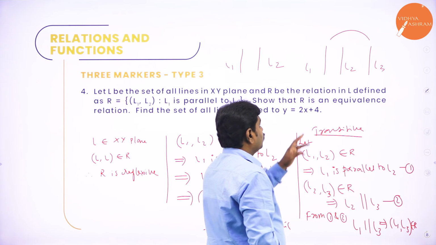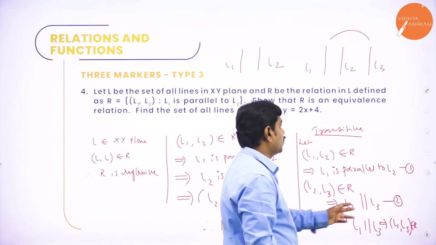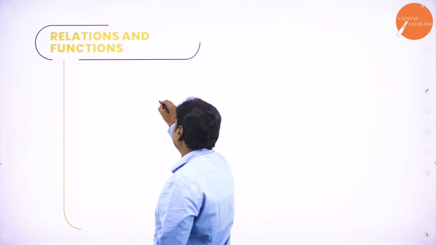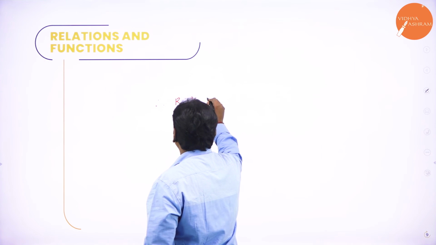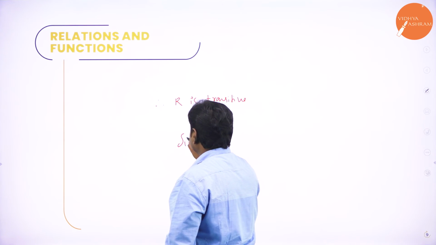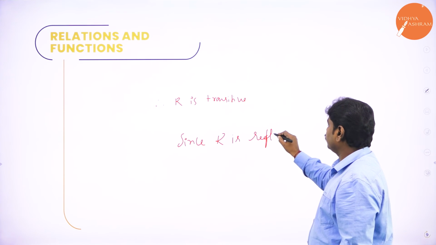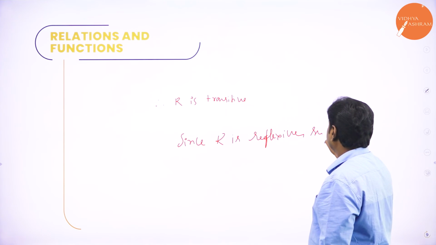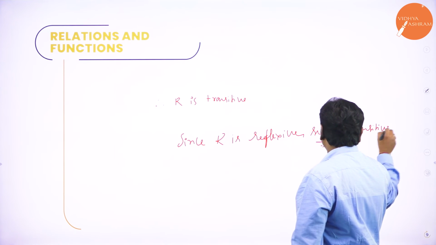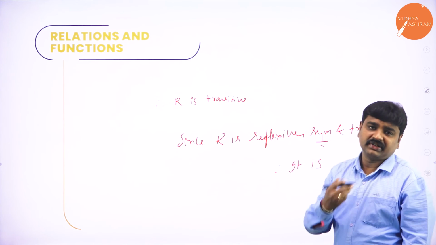Now first is related to second, second is related to third, and first and third are also related. Therefore, what is the conclusion? R is transitive. And finally, since R is reflexive, symmetric and transitive, therefore it is what? Equivalence.